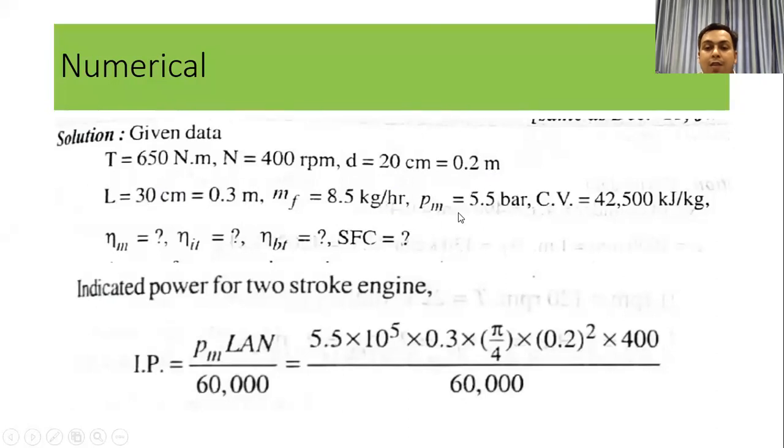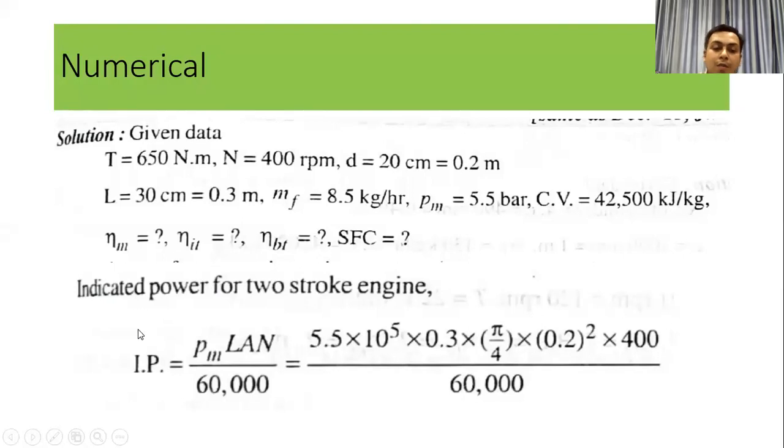Mean effective pressure is also given in bar. We need to convert it into Newton per meter square by multiplying by 10 to the power 5. The calorific value is given in kilojoule per kg, so no need to convert any units, and we need to calculate these four terms.